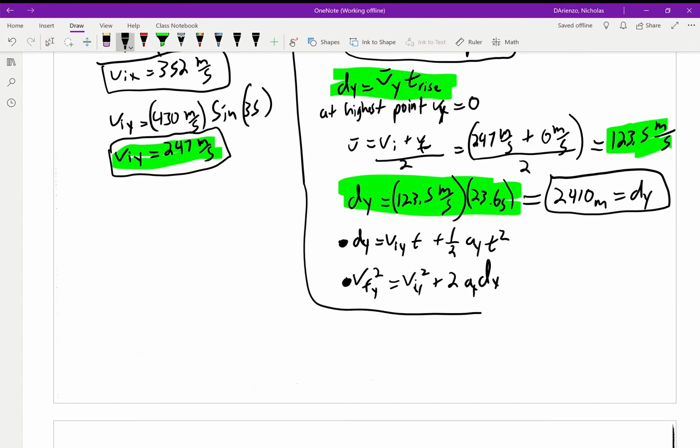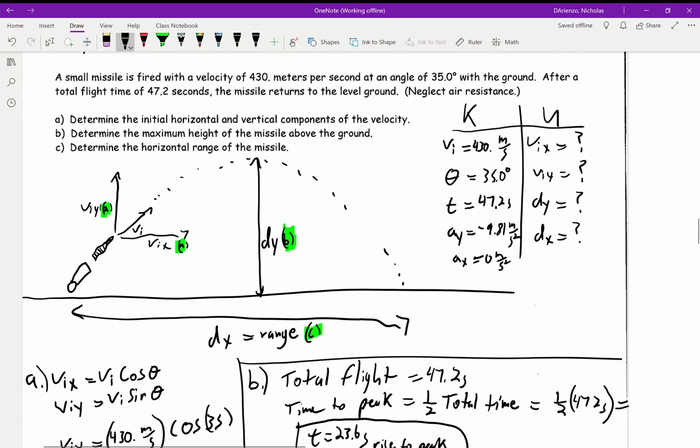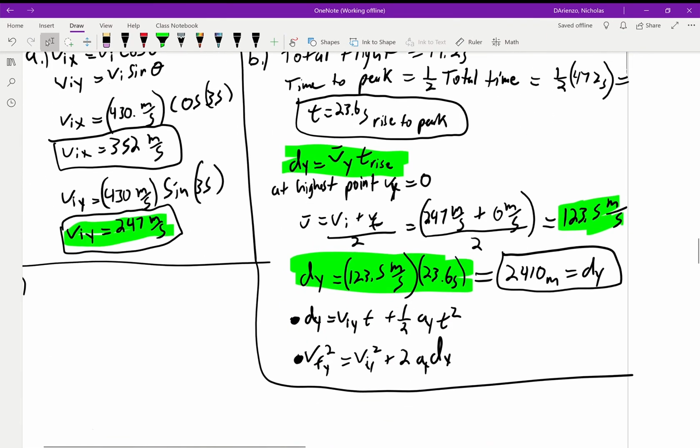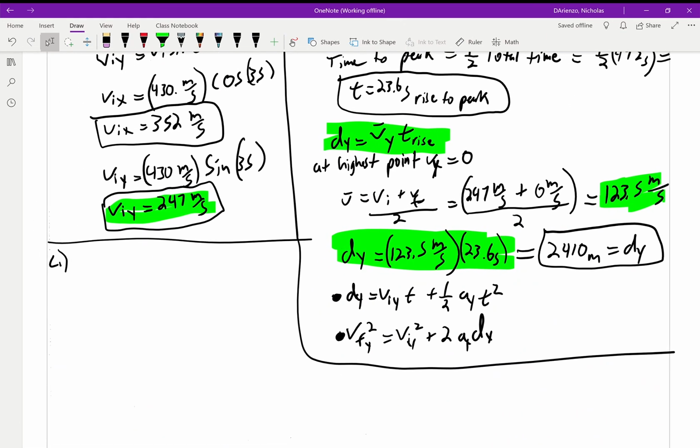Last part I'm going to show you here is for step C, where we are going to try and find the horizontal range of the missile, or the distance in our x. Now this is similar to the one before, where to find the distance in the x direction, we want to use the average velocity in the x times the time, but we want to use the total time. So not just half the time, or the time to rise to the peak of the trajectory, but the time from launch to the time to land.